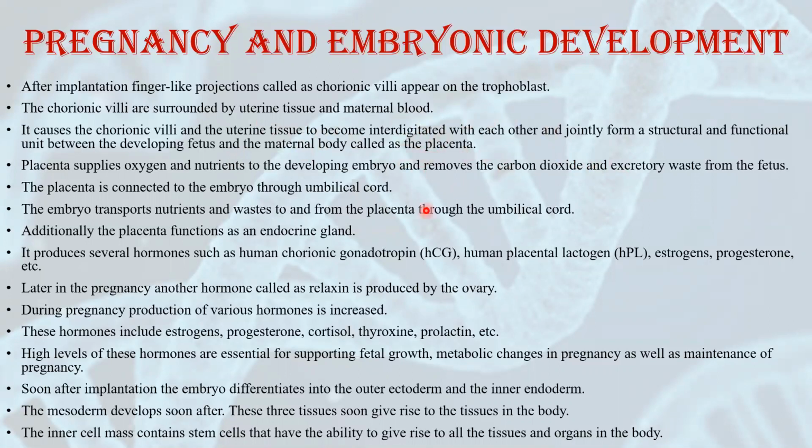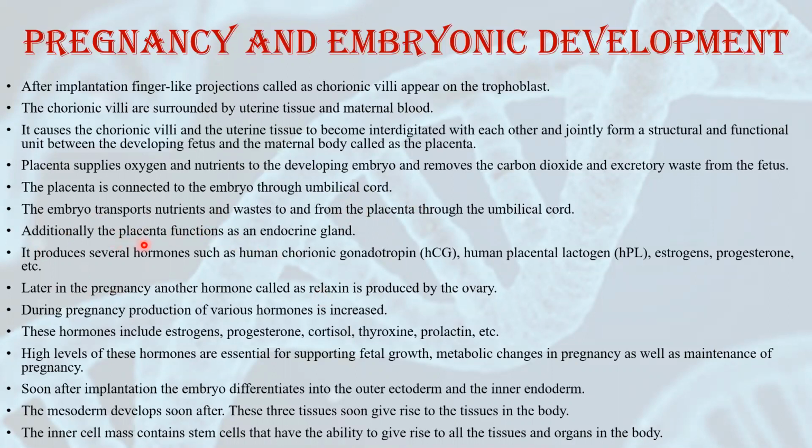What is the function of the placenta? The function of the placenta is to form a connection between the mother and the fetus. Its role is to supply oxygen and nutrients to the embryo and to remove the carbon dioxide and excretory waste from the fetus and send it to the blood of the mother. It is connected to the embryo through the umbilical cord. I have already shown it to you. The embryo transports nutrients and waste to and from the placenta through the umbilical cord.